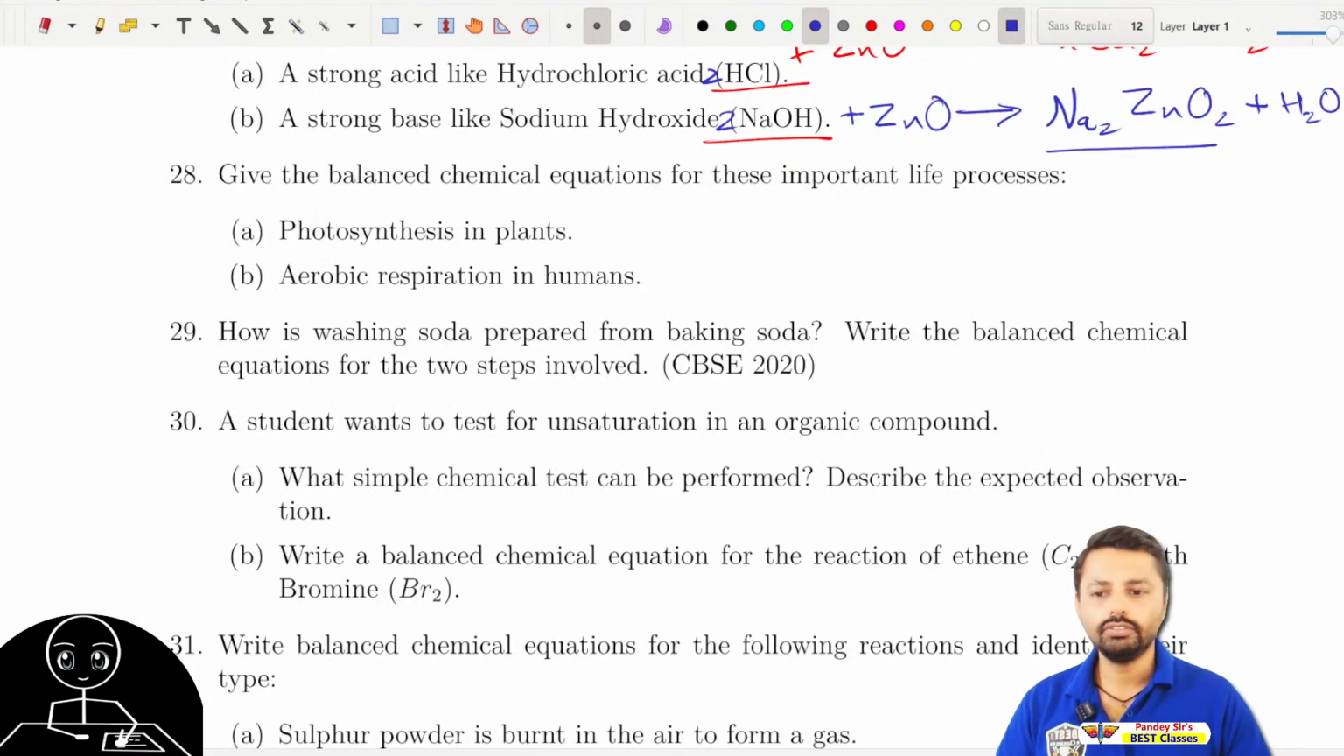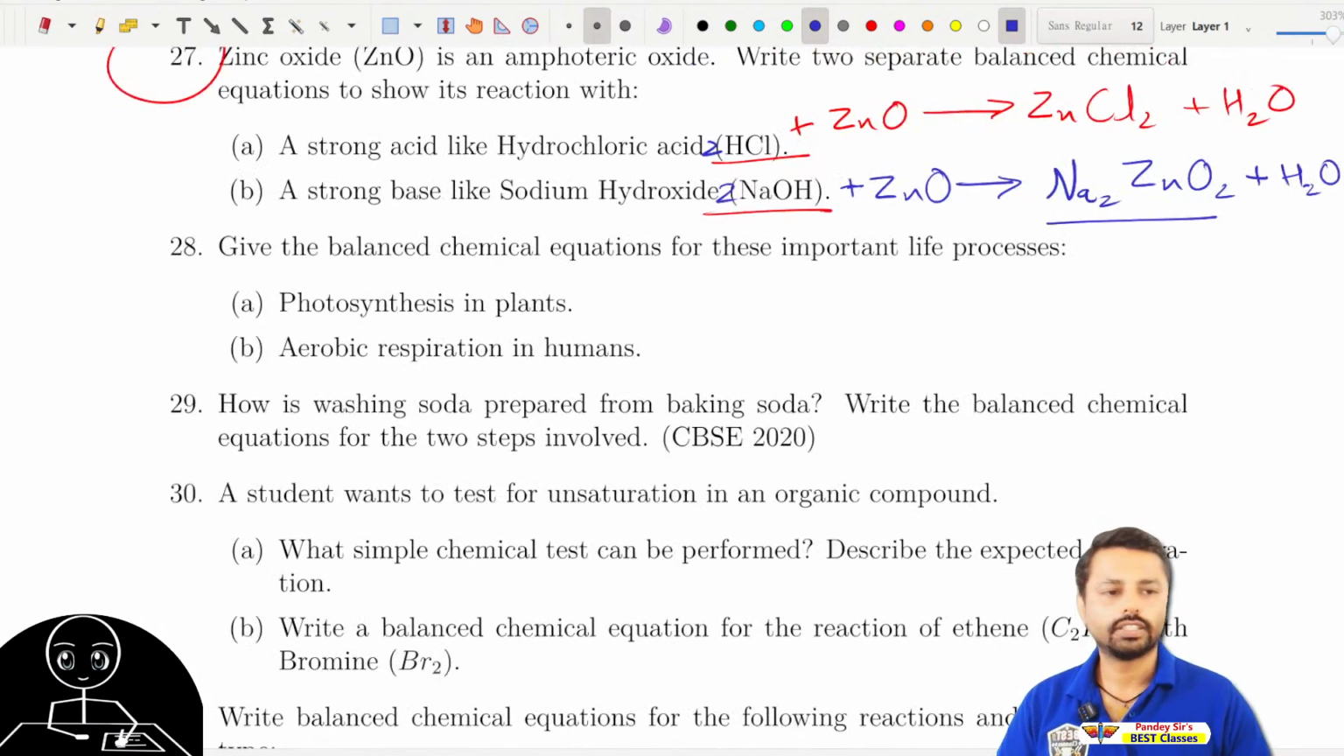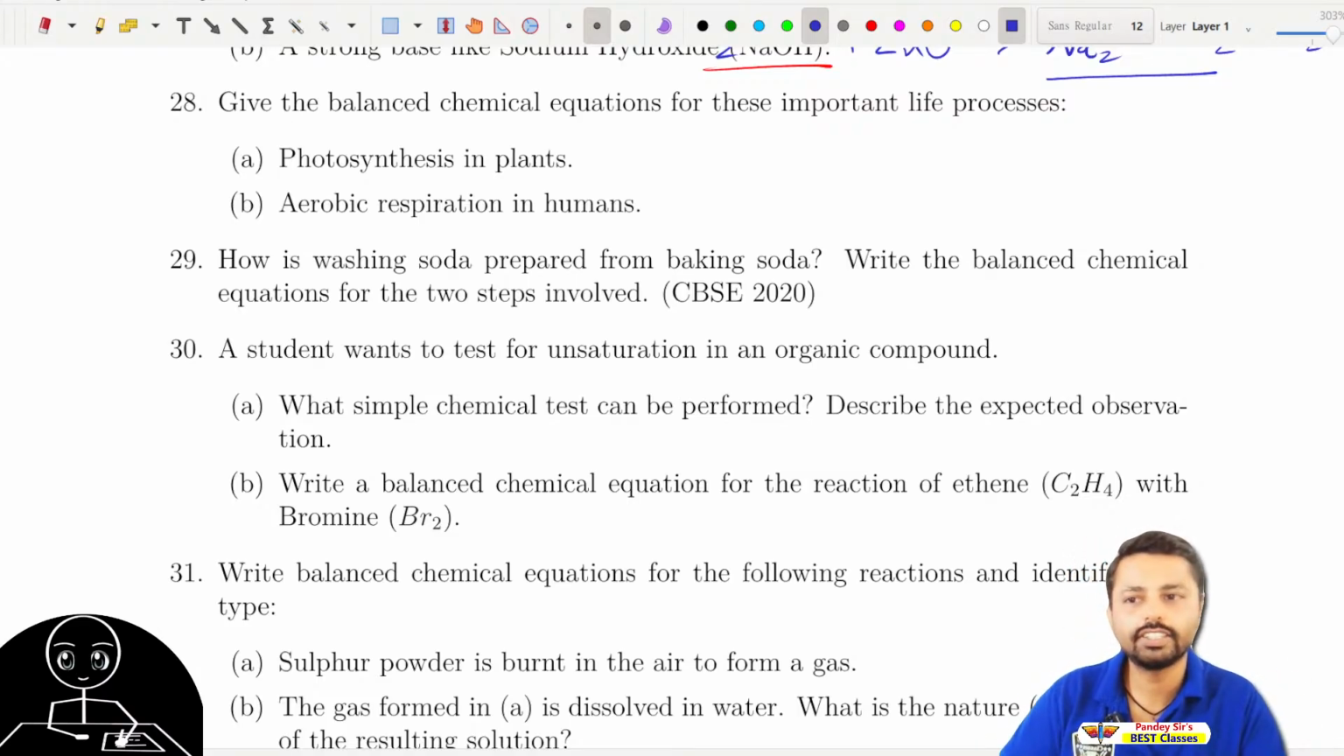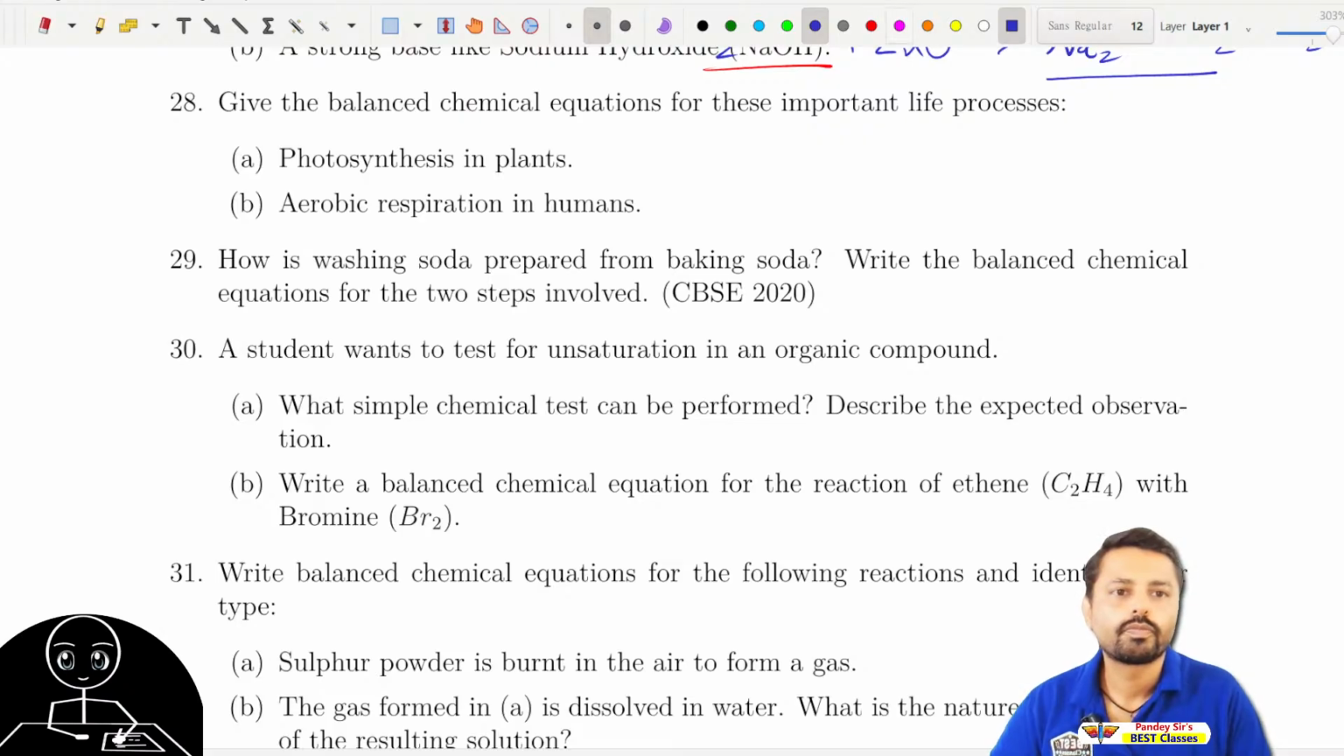Now give, here, if you could not see earlier correctly, you can see over here, the balanced chemical equation for these important life processes. From life processes obviously, but since these are chemical reactions, I have included it. Photosynthesis in plants, one of the easiest ones. Write down very fast. Don't be lazy. I'm going to write it.